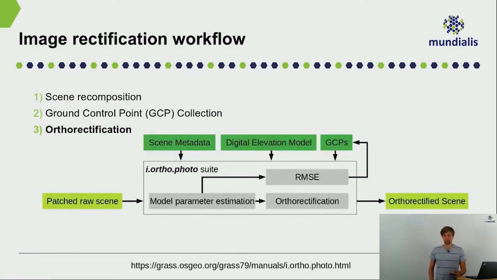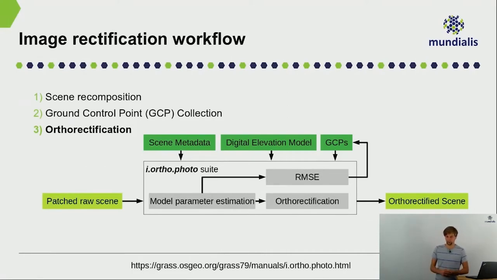With this data, now we can do the actual auto-rectification, and for this we need some additional inputs. So first we need the patched raw scene from step one. Then we need some basic scene metadata. When you order a scene from the USGS Earth Explorer, you get some very basic corner coordinates of the scene, which are not very precise, but they give you a very rough idea of where you are on the Earth. And this is important for the parameter estimation of the transformation model in order to have some very basic initial guesses. Then you need a digital elevation model in order to cope with distortions due to topography, and you need the set of ground control points.